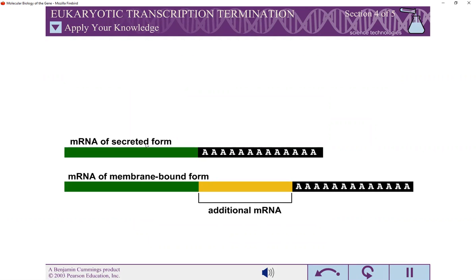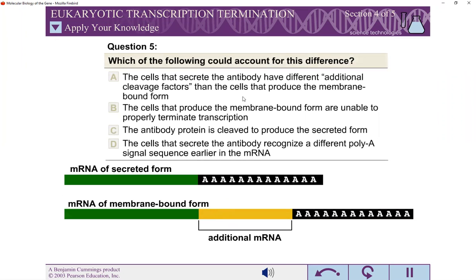mRNA of secreted form, mRNA of membrane bound form, additional mRNA. Now there are two different types of mRNA shown in the given figure. In the first figure, there is mRNA which is secreted from the cell. In the second figure, there is an mRNA which is membrane bound, bound to the cell surface membrane. Now, what is the clinical difference between the two? Try to answer the above question.